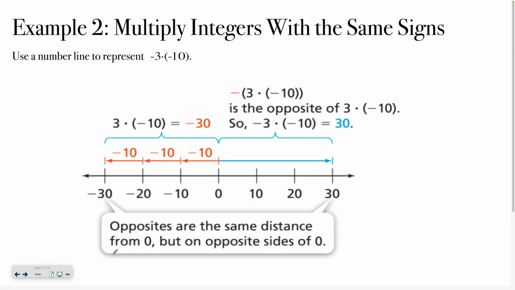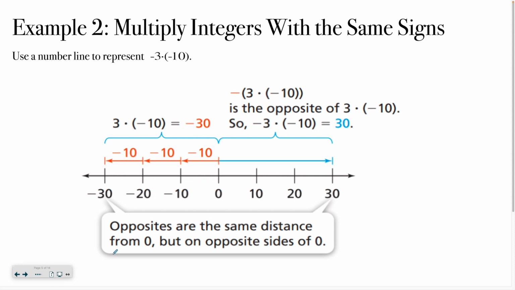Okay, now using a number line to represent -3 times -10. Notice that this time I have two integers that are both negative. If this picture is confusing for you, it's okay. There's a lot of information right there. I'm going to walk you through it. If at the end of my explanation you are still feeling confused, it's okay. I will tell you exactly what you need to remember.